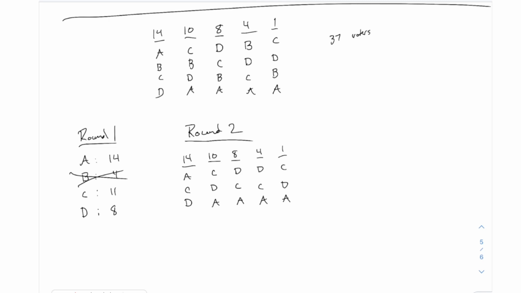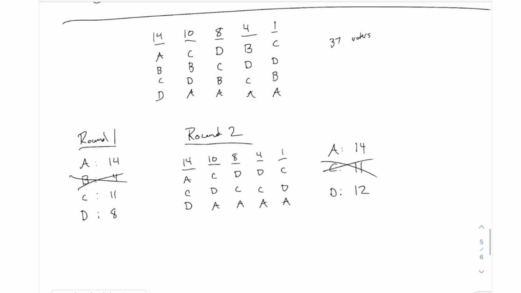But anyway, now we count them up. A, C, and D, right? A has, again, 14. C this time has a 10 and a 1 here, so that's 11. And D now has 8 and 4, which is 12. And so C will be eliminated in this round.